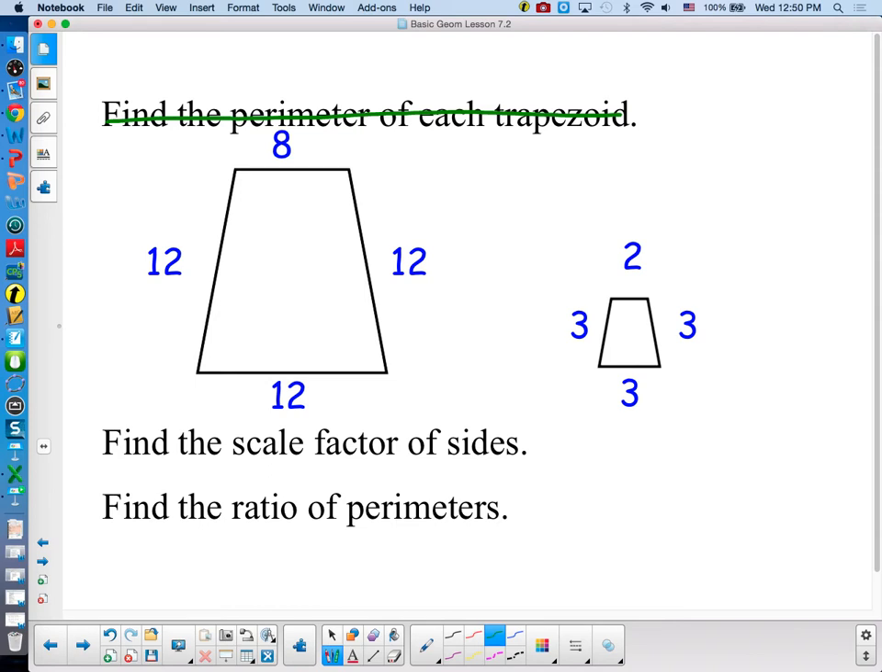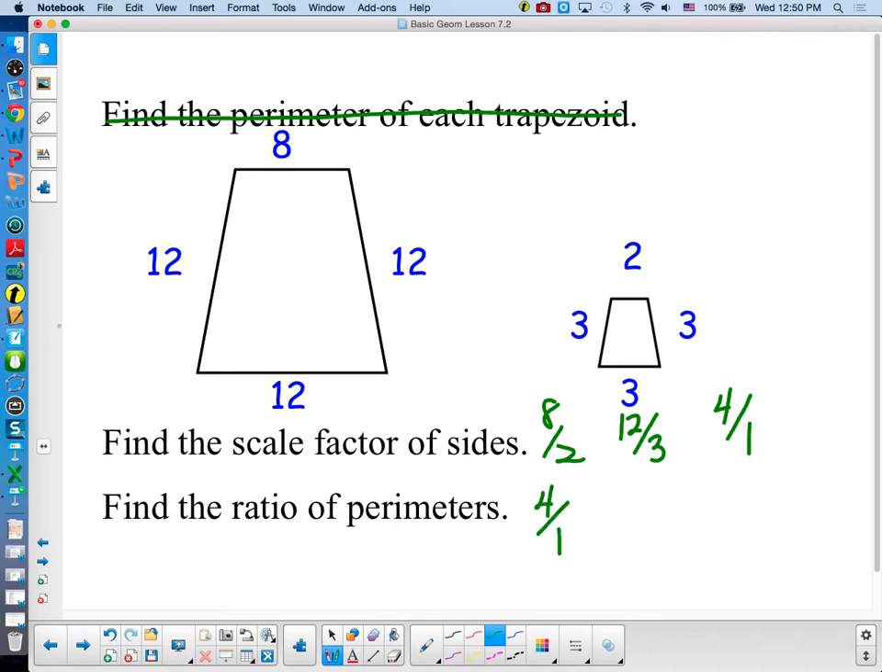8 to 2, or 12 to 3. Both of those reduce to 4 over 1. So what's the ratio of perimeters? 4/1. How do I know it's 4/1?